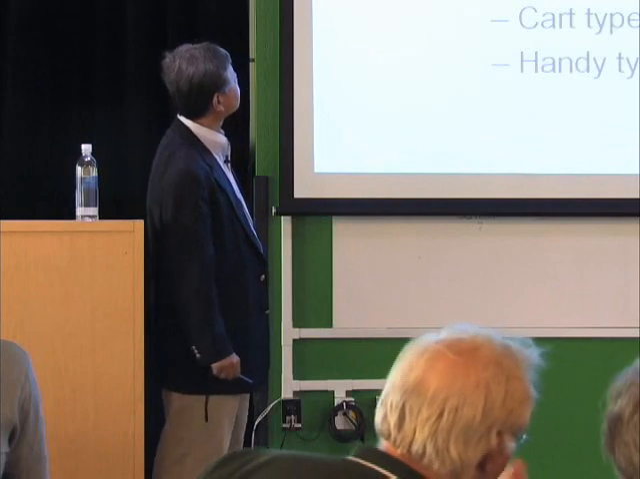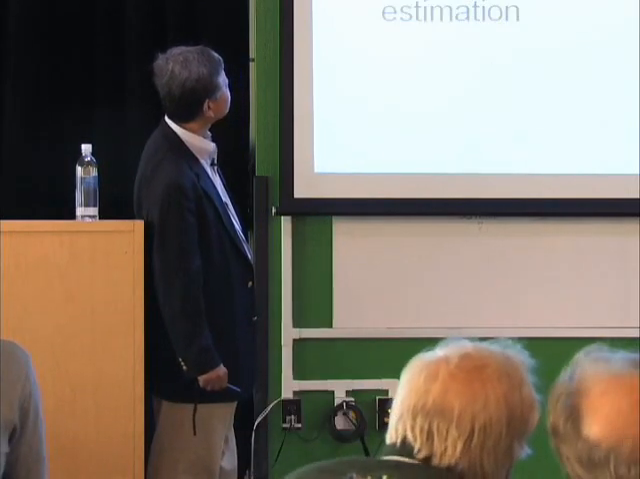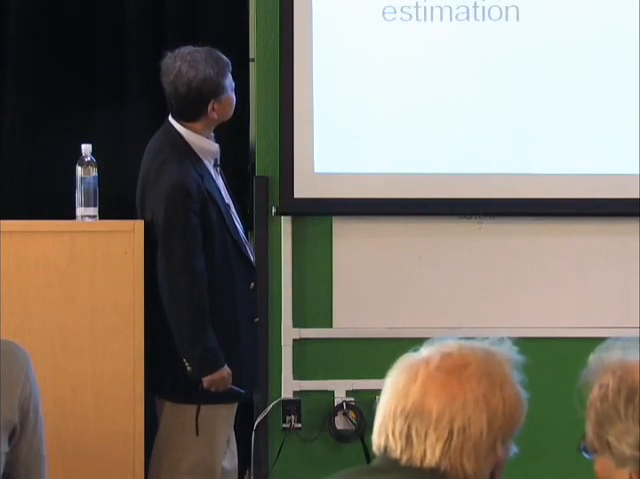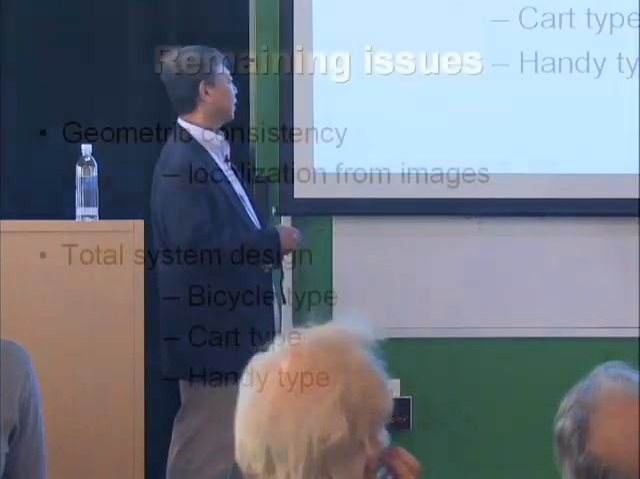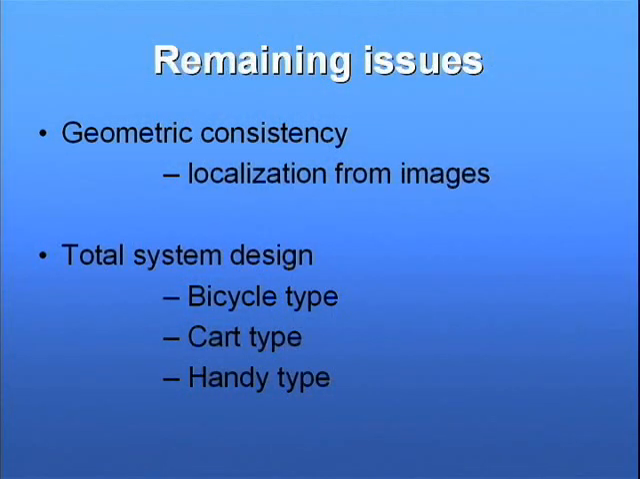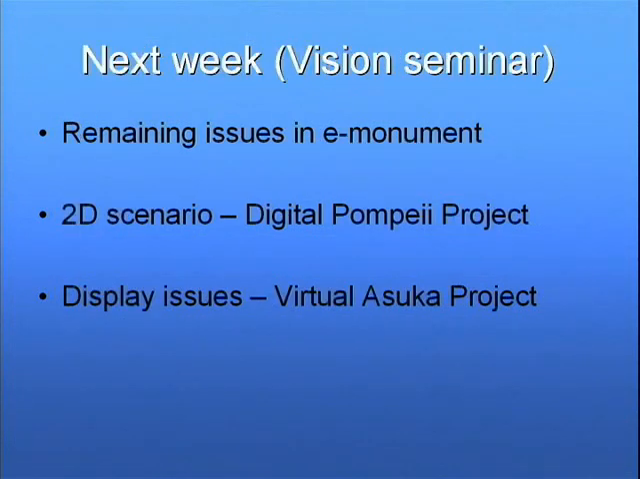Now, we are also talking about maybe modeling a bicycle type and a car type, so we can convert this entire village into a kind of park. So this is today's topic: sensing issues, balance sensor, and huge data, parallel alignment algorithm, and photometric consistency, illumination color estimation by using the Planckian locus.